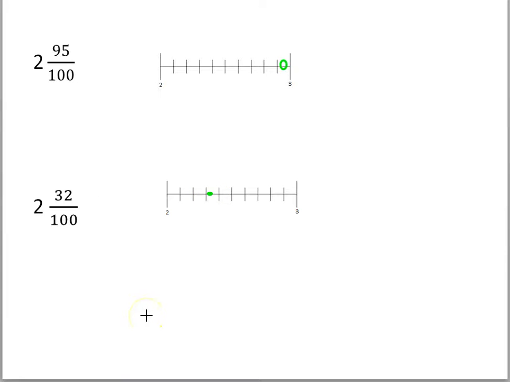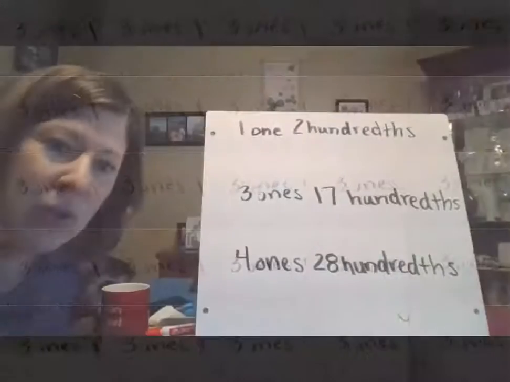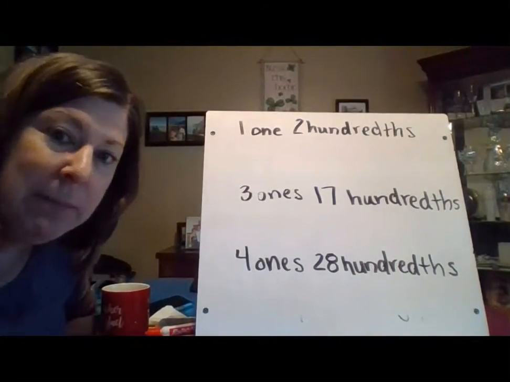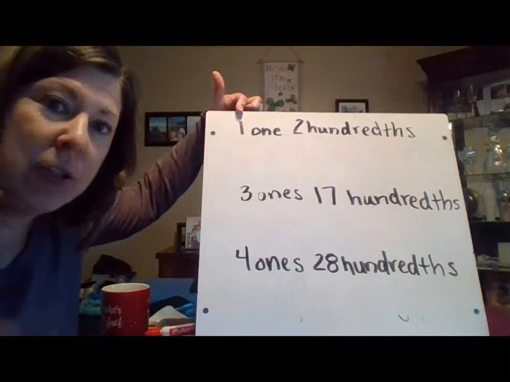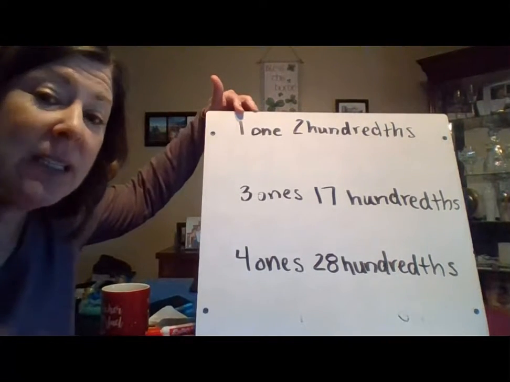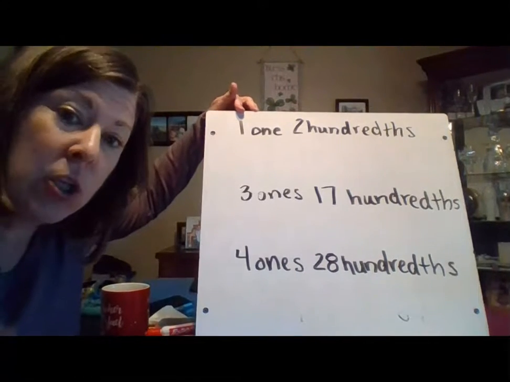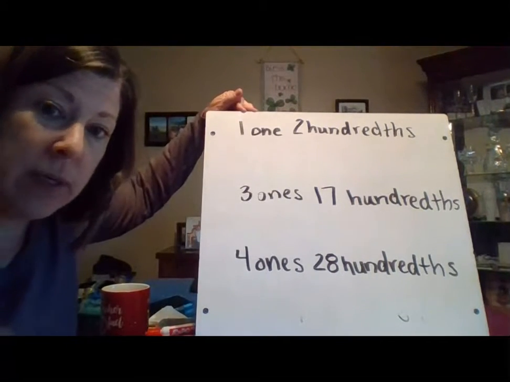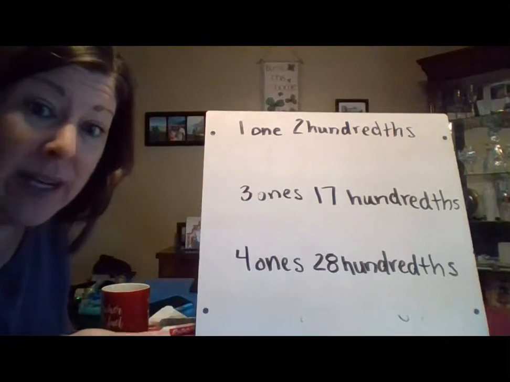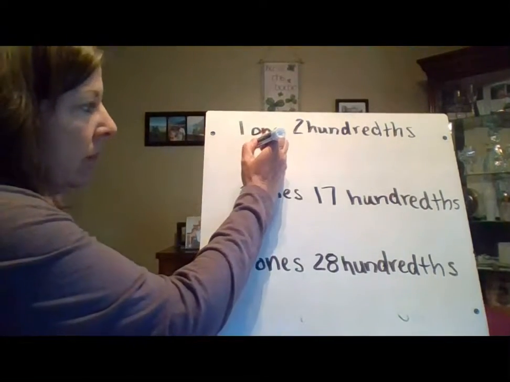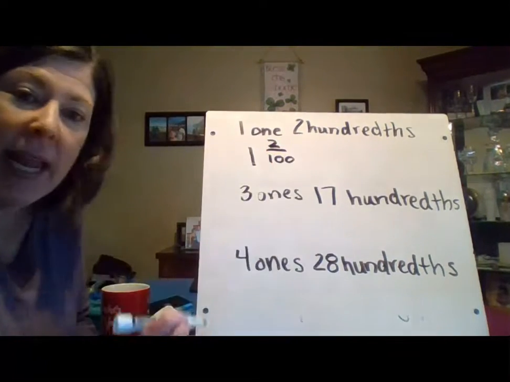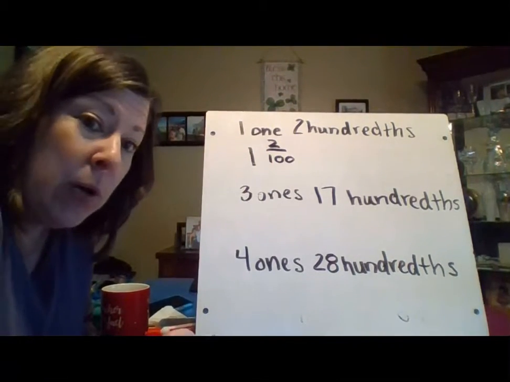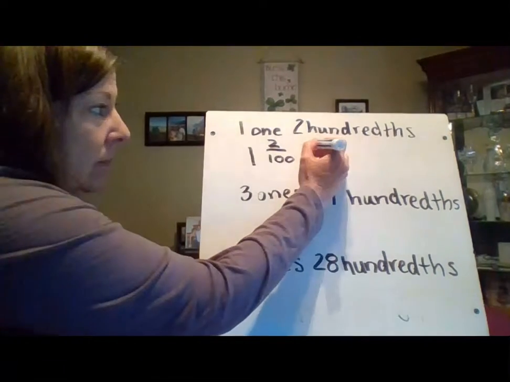So now we're going to do some examples on the board. Girls, now I want you to look at number 3. This is your first example in number 3, and we need to write it as a mixed number and a decimal. So we have 1 and 2/100ths. Now I want to write this as a decimal.